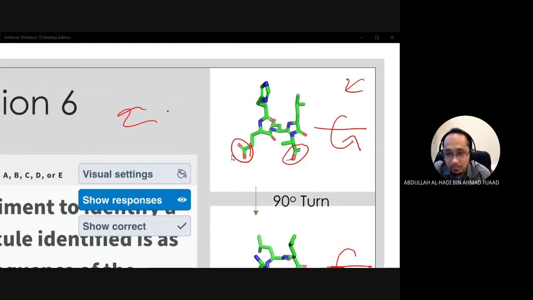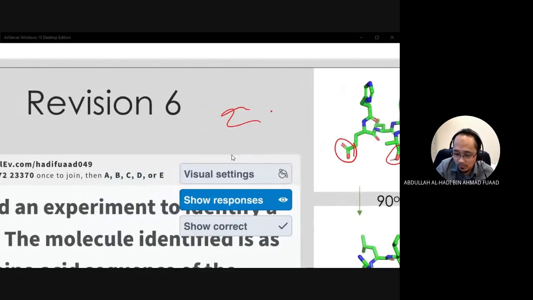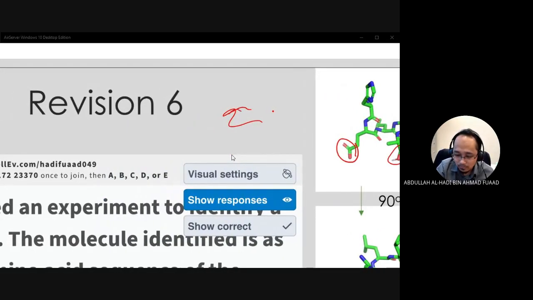But because these are all amino acids, you need to understand the basic structure of an amino acid, whereby you will have, so why can't I delete this?